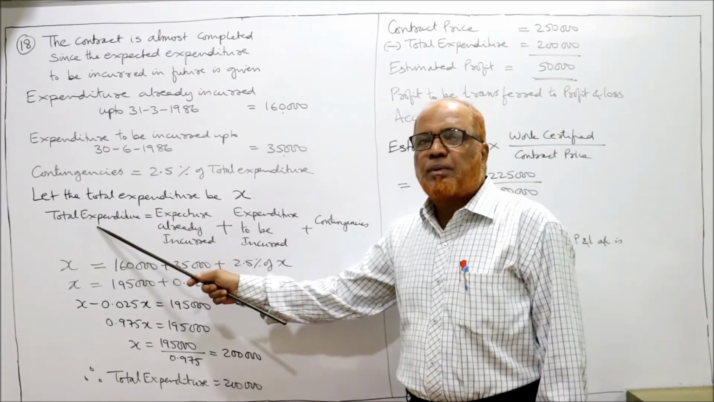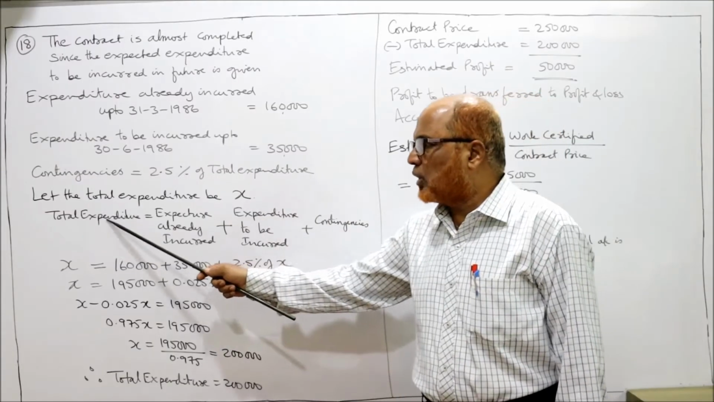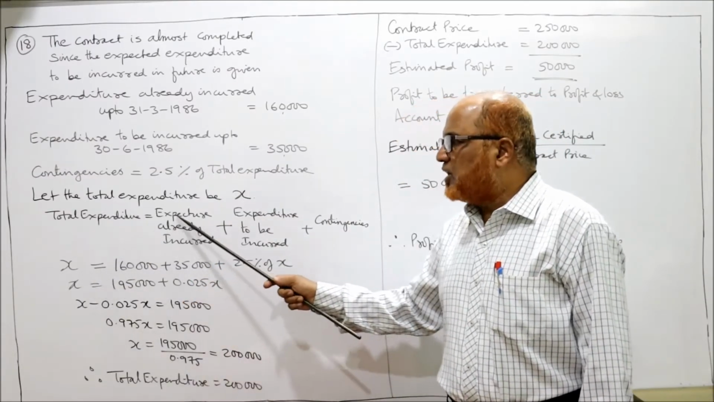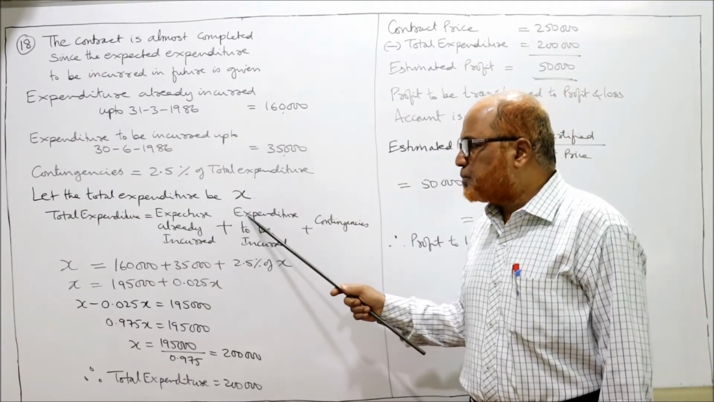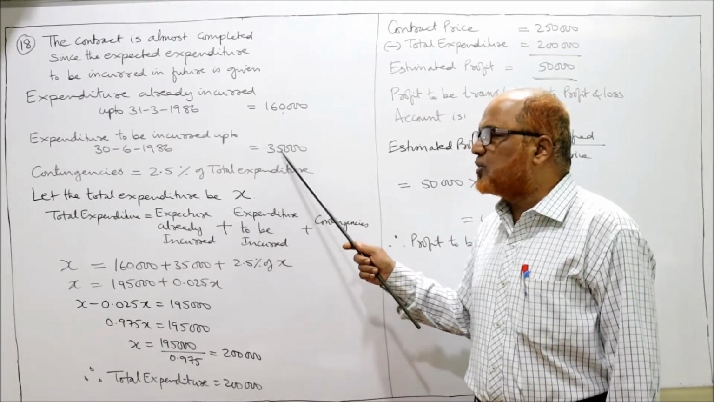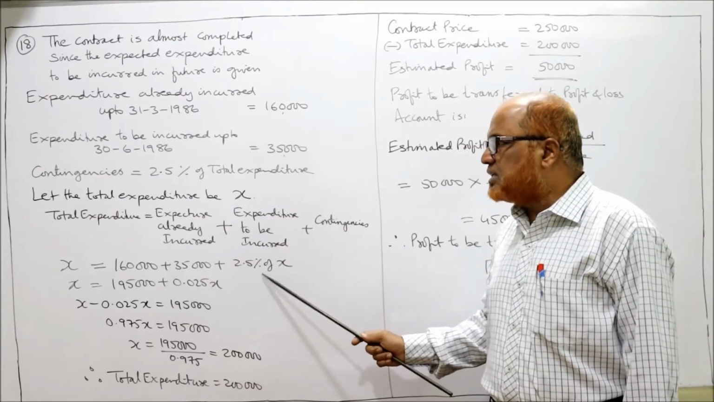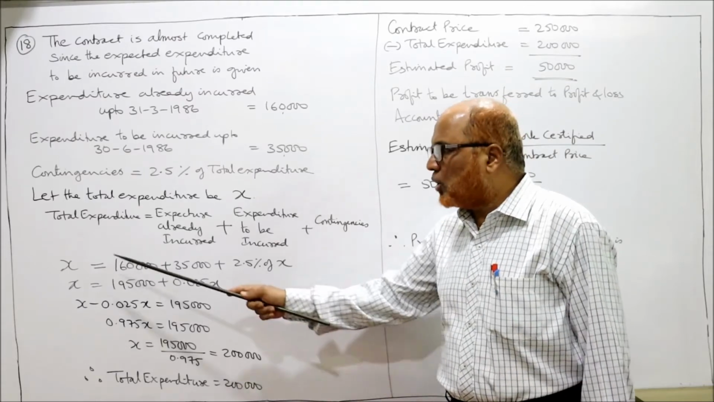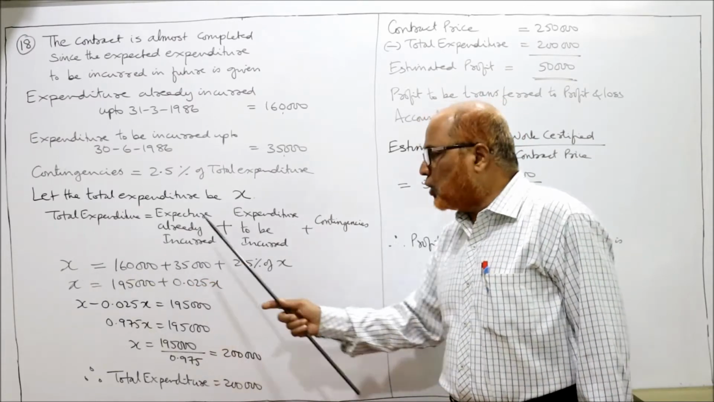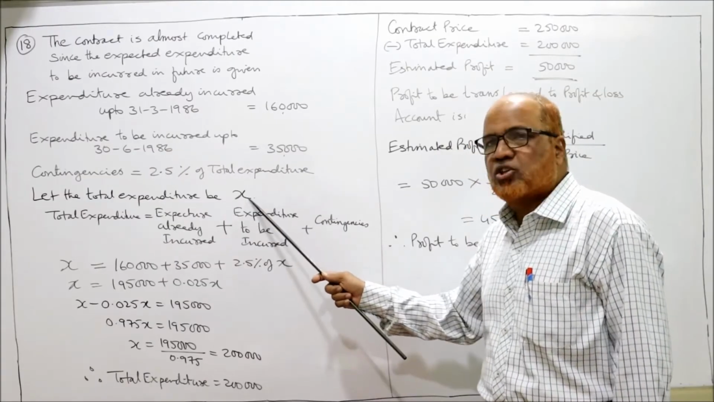Now total expenditure we have supposed, how much? X. So in place of total expenditure I am writing X. Expenditure already incurred is 1,60,000. Expenditure to be incurred is 35,000. Plus contingencies. Contingencies are 2.5% of total expenditure. How much is the total expenditure? X. So 2.5% of X.